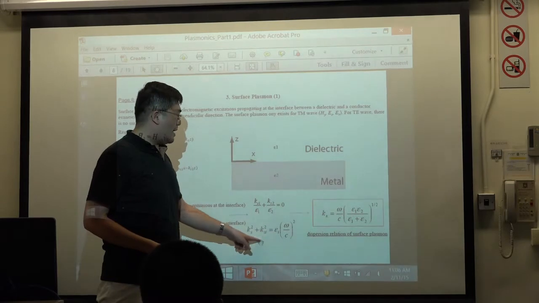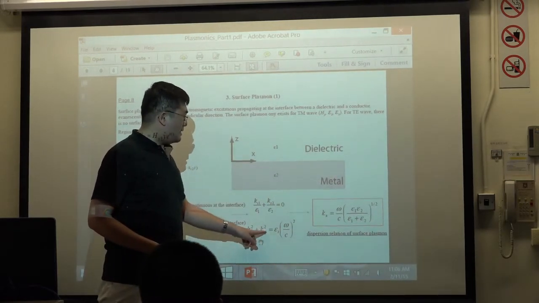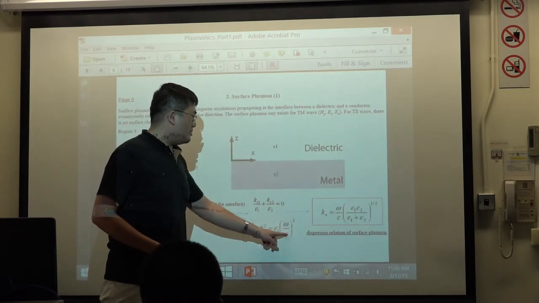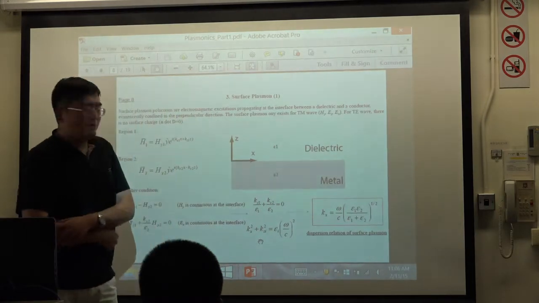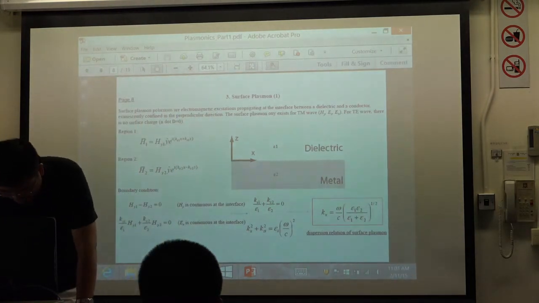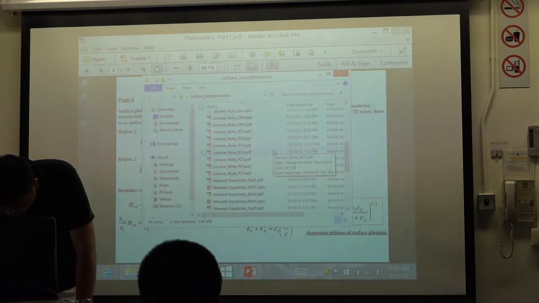Kx squared plus kz1 squared equals k1 squared, and kx squared plus kz2 squared equals k2 squared. This is just k squared. I put them together to get this dispersion relation.